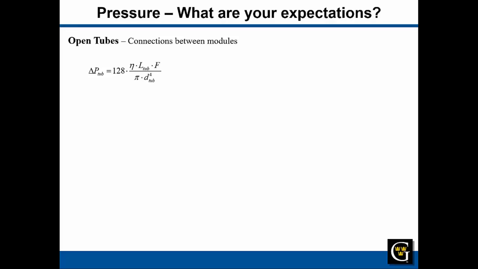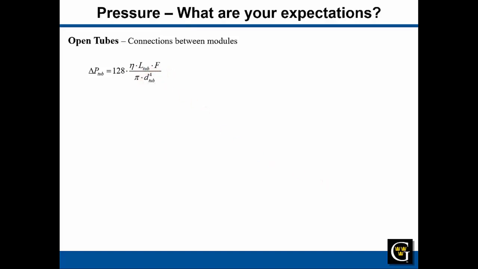So for open tubes, like capillaries that connect different parts of the instrument, we have the equation shown here that relates the pressure drop across a piece of tubing to the critical variables like the viscosity of the mobile phase, the length of the tubing, the flow rate through the tubing, and the diameter of the tubing.